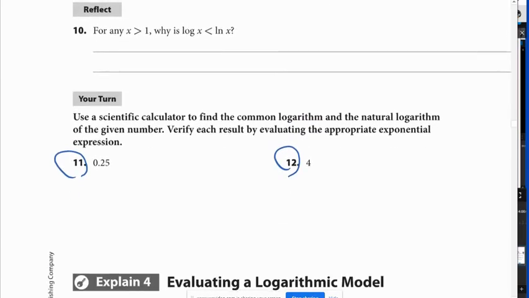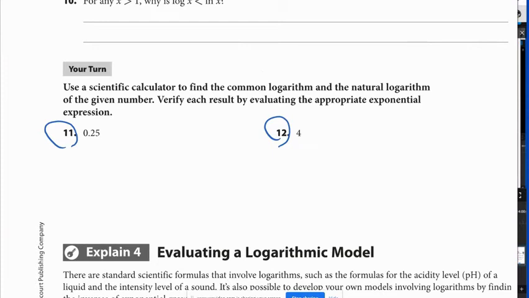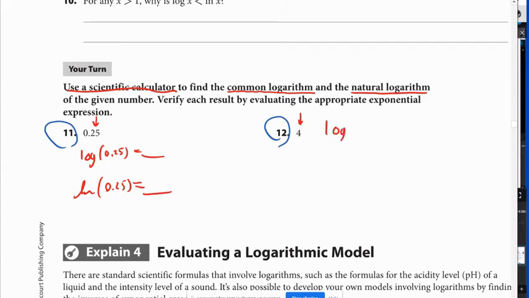Okay, so let's move on here. On 11 and 12, it says find the common log and the natural log. You use your calculator to find the common log and the natural log of each number. So go ahead and take out your calculator, find the common log and the natural log of 0.25, and find the common log and the natural log of 4. So we want the log of 0.25, we want the natural log of 0.25. Here we want the common log of 4, and we want the natural log of 4. Go ahead and evaluate those on your calculator. Press play when you're ready to check your solutions.